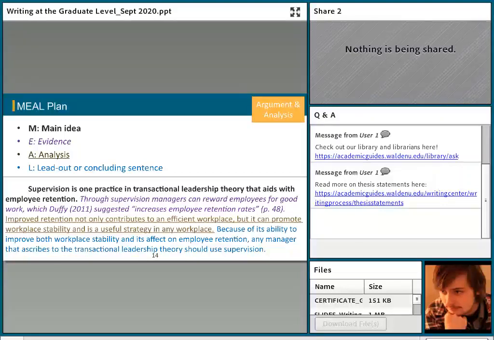Then lastly, we have our lead out here. Because of its ability to improve both workplace stability and its effect on employee retention, any manager that ascribes to the transactional leadership theory should use supervision. Again, this is a simplistic example of how the meal plan can be applied to a body paragraph, but it has the necessary elements in an effective body paragraph. And that's really what I think is useful about the meal plan. It tells you what you need to include in order to craft a complete academic paragraph.